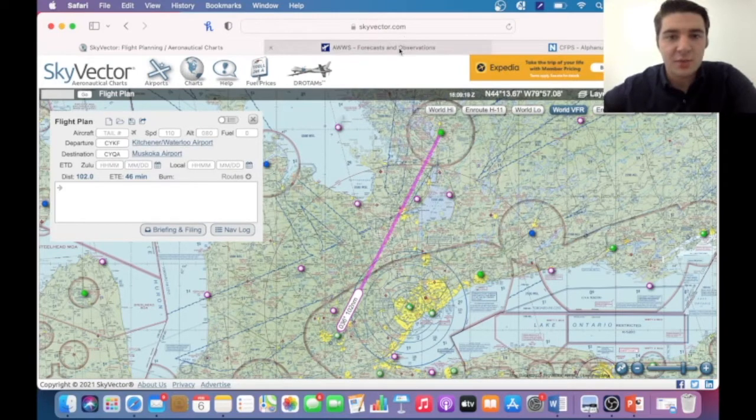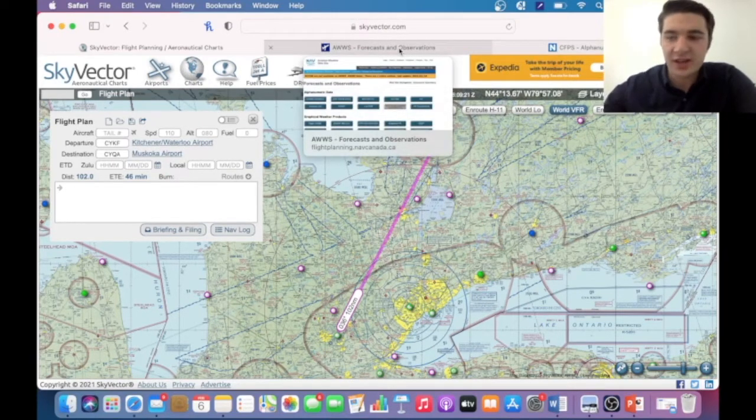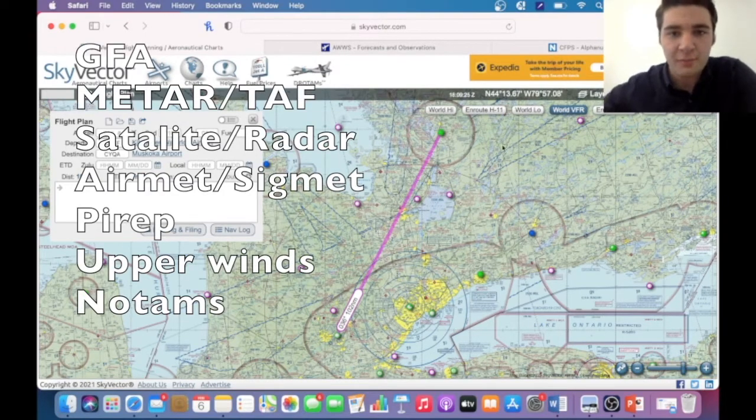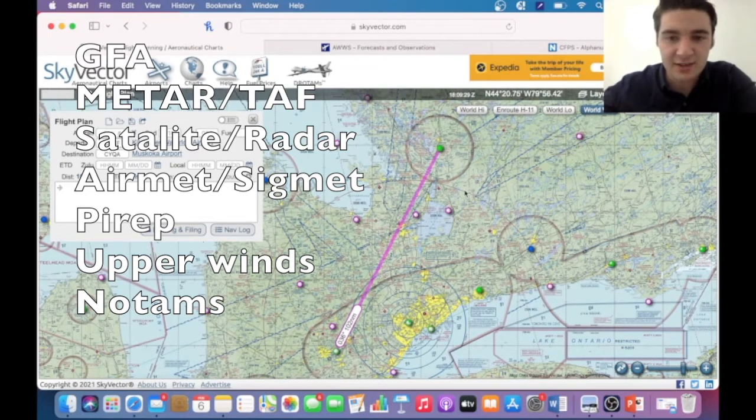So, step number one, as a quick outline here, we're going to start with the GFA. We want to go from big picture to small picture. Then we're going to look at the METARs and TAFs, looking at the forecast, getting into satellite and radar, see what's happening with the clouds, air mets, sig mets, PIREPs, and then the upper winds and NOTAMs.